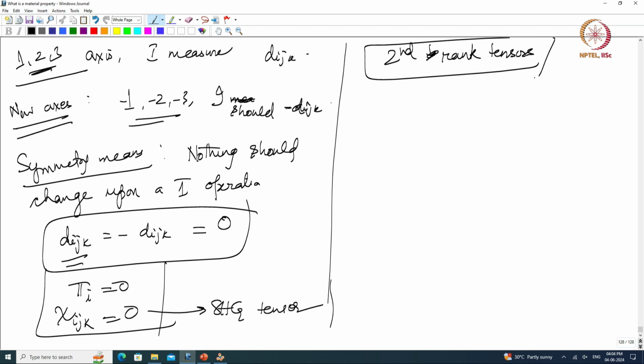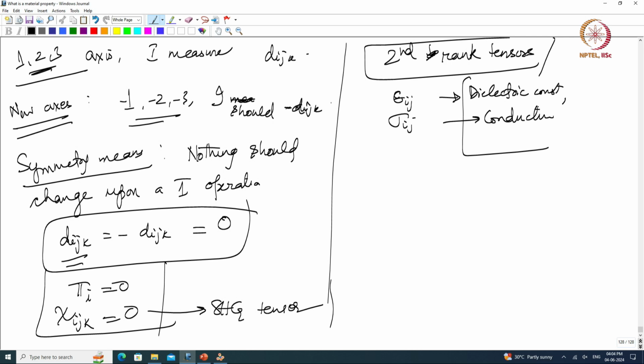Okay. For the sake of argument, let us call it epsilon ij, epsilon for dielectric constant. But it does not matter; I can talk about sigma ij, where sigma is the conductivity, or I can talk about nij, where n is the refractive index. It does not matter which property I am looking at.